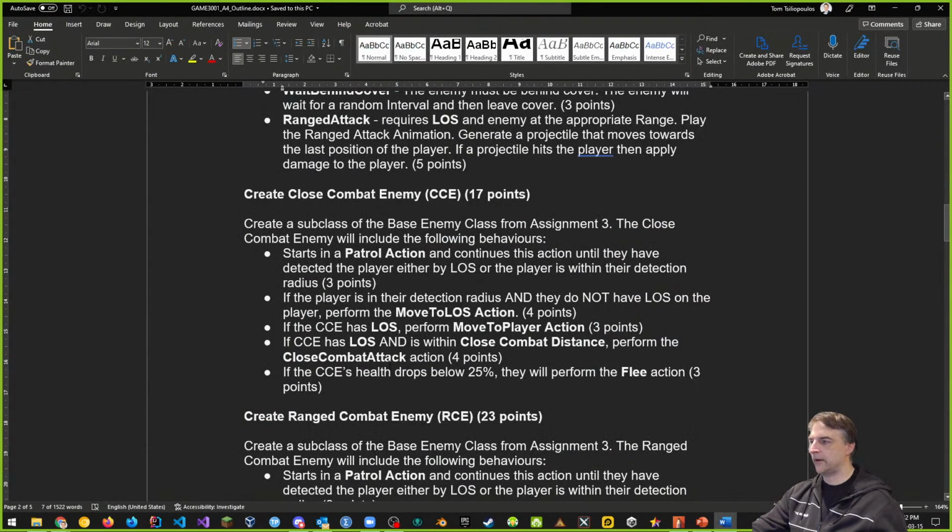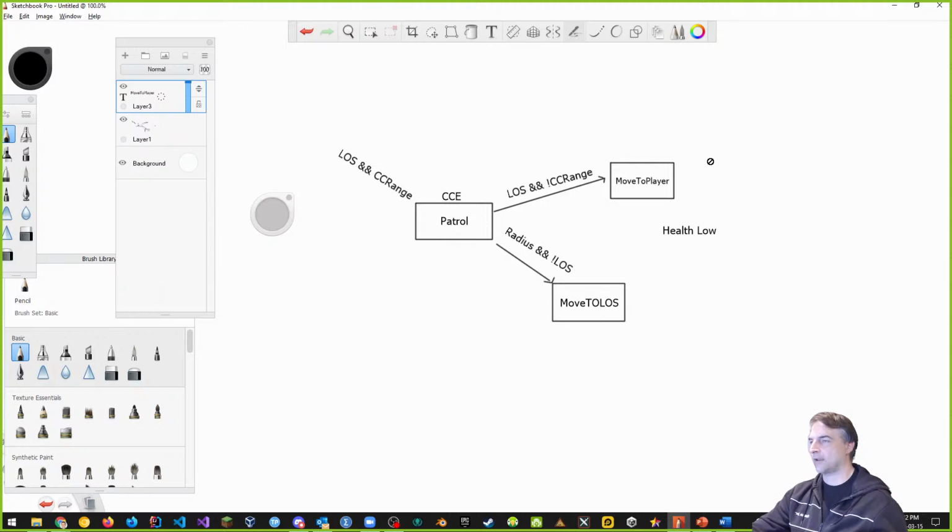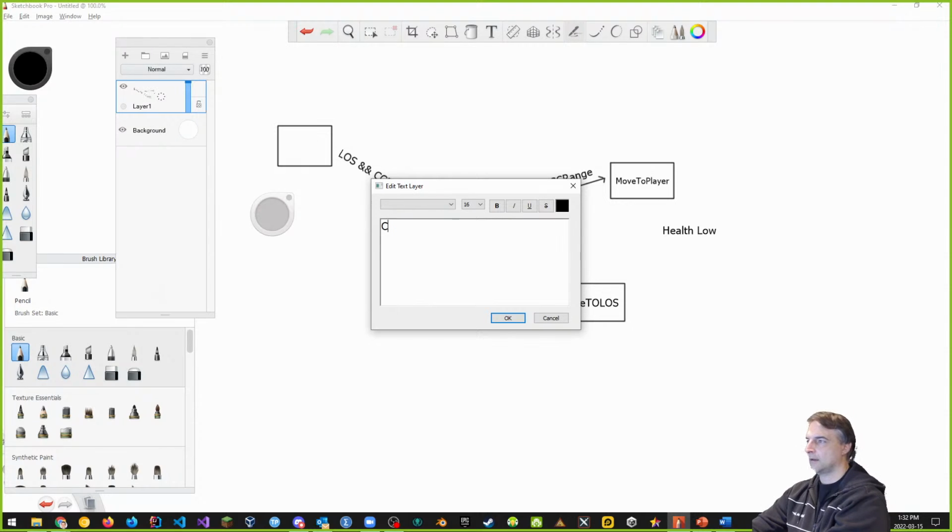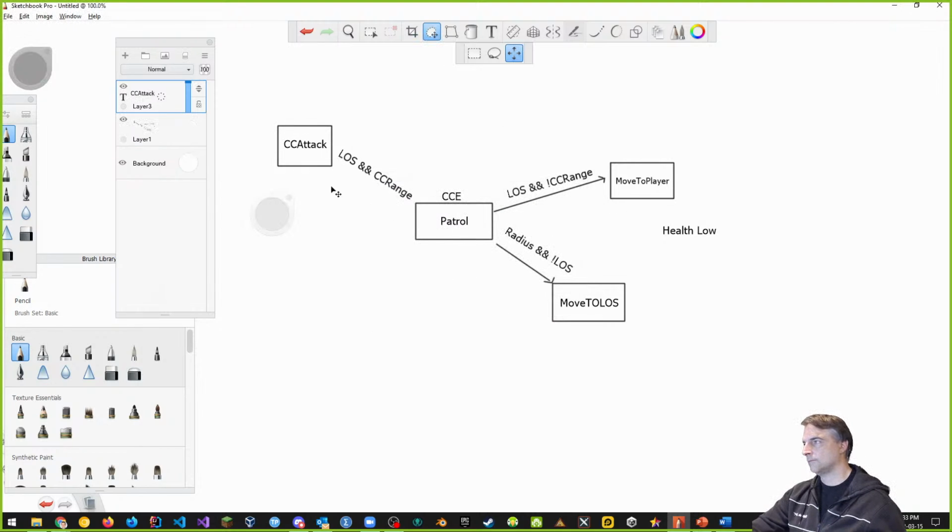All right, cool. If the close combat enemy has line of sight and is within close combat distance, do an attack. Close combat attack. I guess that's this one. Okay, I'm just going to draw them out. Close combat attack. So CC, we'll call it CC attack. Okay, that's this one. You draw it this way.